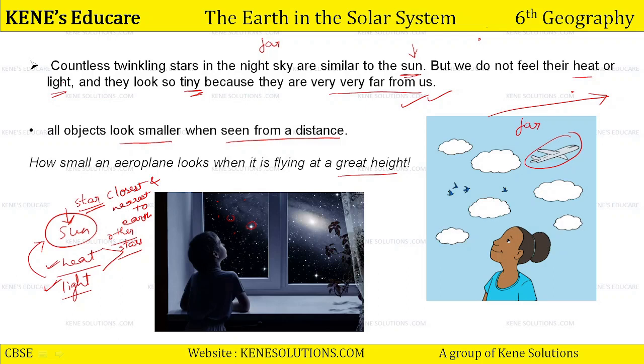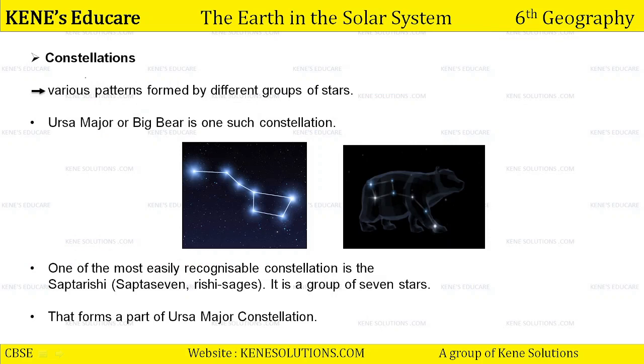Okay? So, I hope now you understand why the sun can be seen very clearly, why we can feel the heat and light of the sun but not of other stars, why other stars look so tiny because they are very, very far from us. Okay? Coming on to the next topic, constellations. Acha, constellation hota kya hai? It's a very simple concept.